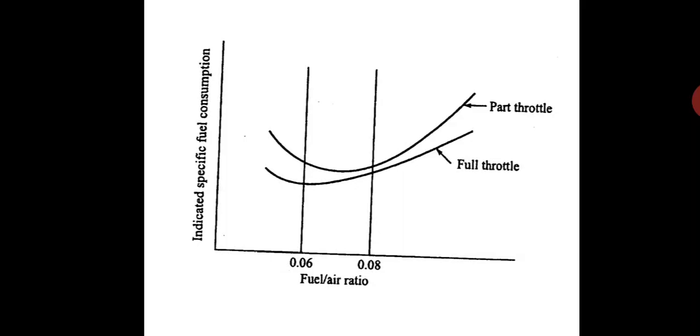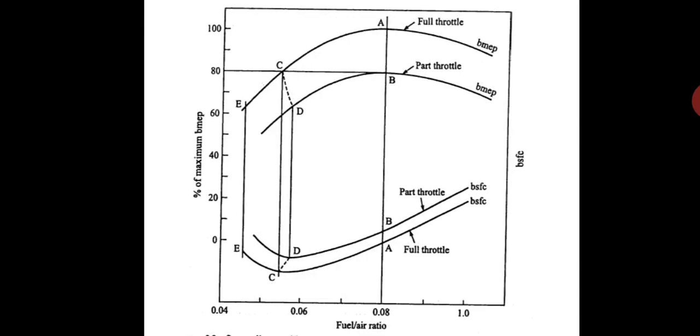Third is mixture requirement for various outputs. Figure shows typical curves for BMEP, that is brake mean effective pressure, and corresponding BSFC, that is brake specific fuel consumption, versus fuel air ratio for an engine operating at different throttle positions. From the figure, it is observed that there is only one fuel air ratio and throttle position which will result in the maximum power.